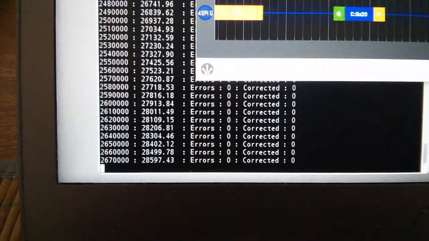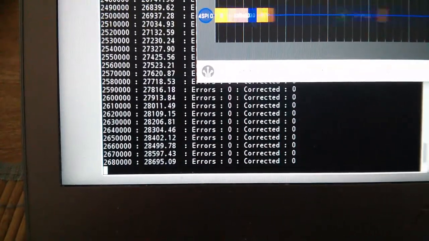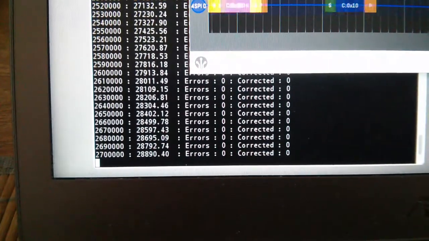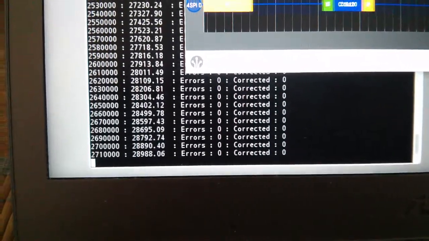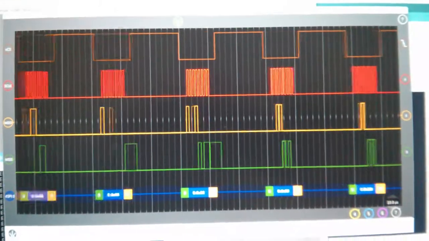And here is the log of the transfers. We are currently at some 2,680,690,000 transfers, and that's the value that was transferred. We have zero errors and zero corrected errors. This is all very, very good news.